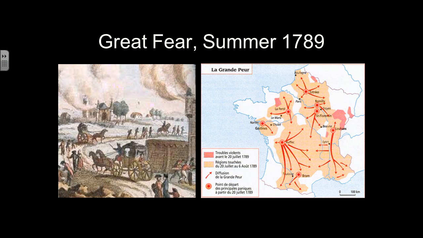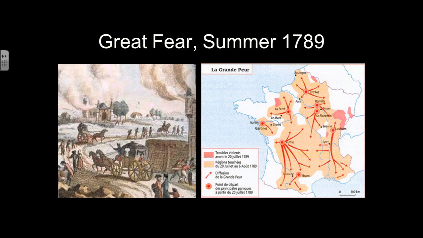This is basically what it looked like, people on the rampage in the countryside. But look at this map. Somebody managed to track the spread of this popular uprising. These red dots essentially represent where the rumors of repression started, and then it just spread from town to town, village to village, city to city, until it engulfed all of France.